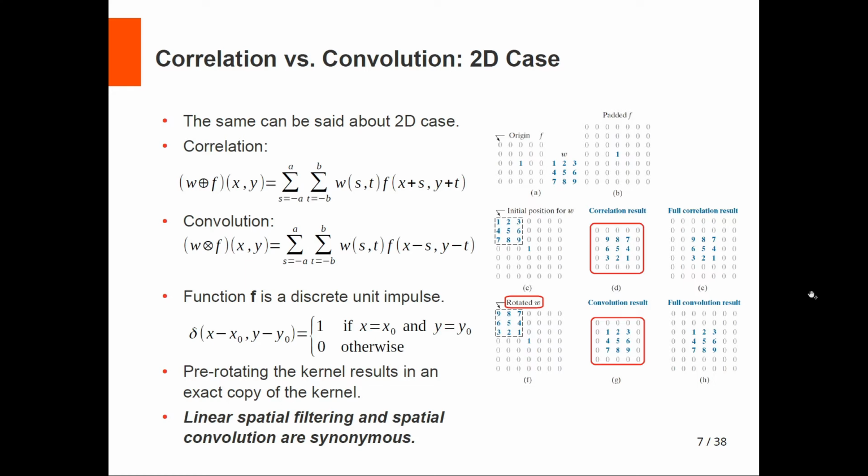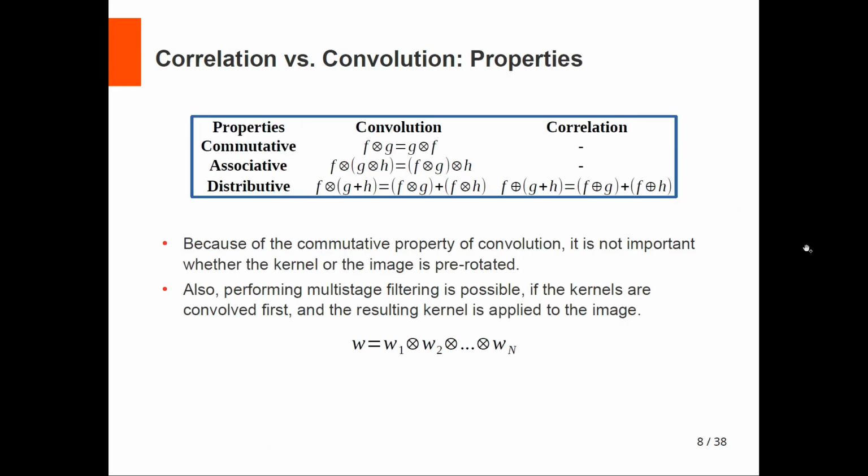So by itself, correlation and convolution may look almost identical, and the whole point of rotating the kernel may not be obvious. But if we look at the different properties of correlation and convolution, we realize that convolution is much more superior than correlation, and that's why for linear spatial filtering we generally use convolution instead of correlation. So let's go and check out the properties of correlation and convolution.